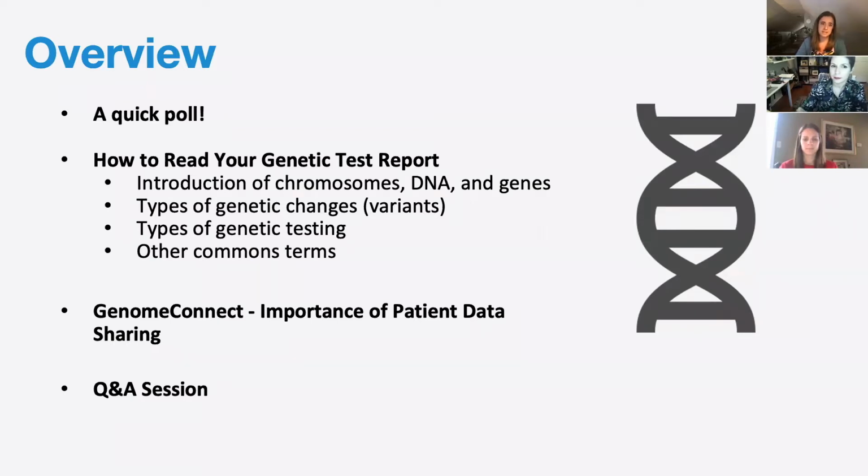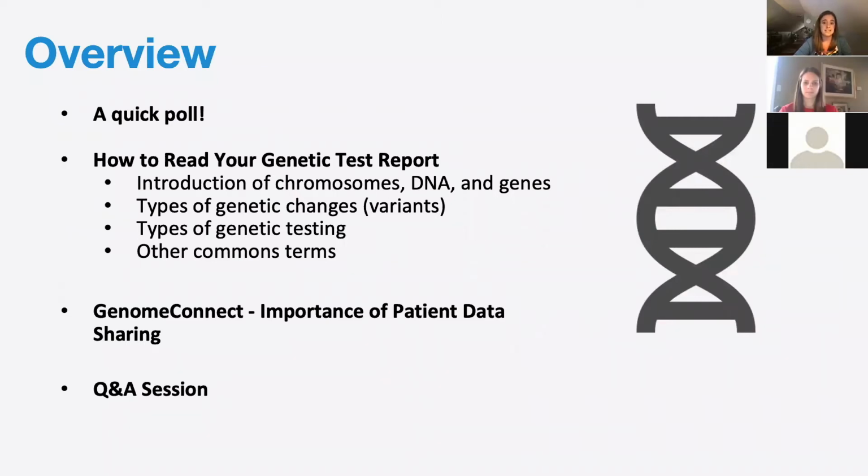To give you a rundown of how this evening is going to go, I'll begin with an overview of genetics. For some of you, some of the concepts and terms might be familiar, and for others, these might be new. My hope is to review chromosomes, DNA, and genes, to talk about types of genetic changes or variants and the types of genetic testing that detect these variants. We also will walk through some other common terms that you might find on your report and might want to know more about. Then we'll talk a little bit about the importance of patient data sharing and how that can be helpful in informing our understanding of genetic test results. And we'll end with a Q&A session where I hope we can answer some of your questions.